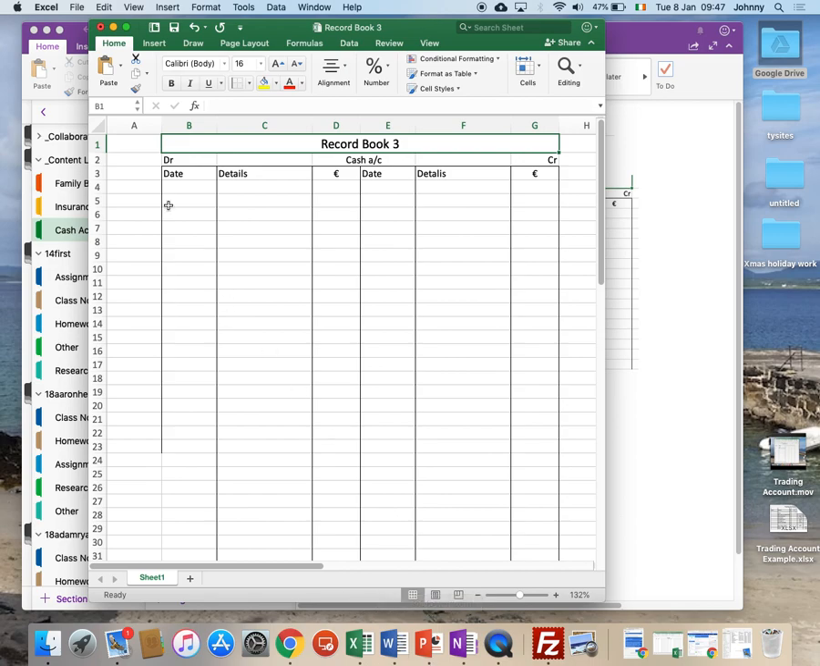So, first of all, we have the document itself. It's called a cash account. It's done in Record Book 3. And you can see this now up on OneNote. On the DR side, that's the money inside. The CR side is the money outside. So we start off at the beginning of the month. So this is September 1st. And it's his opening cash.